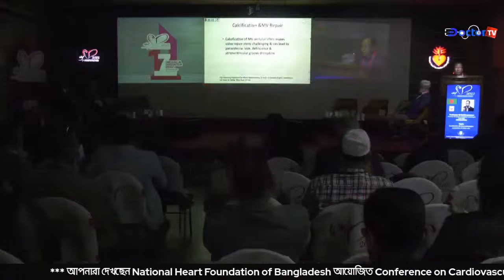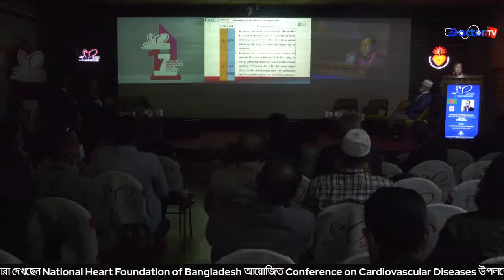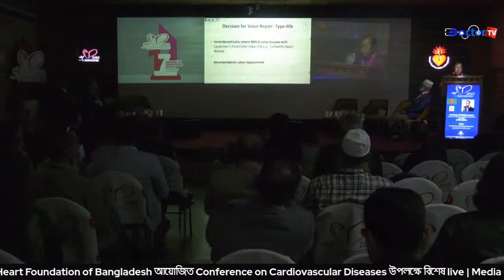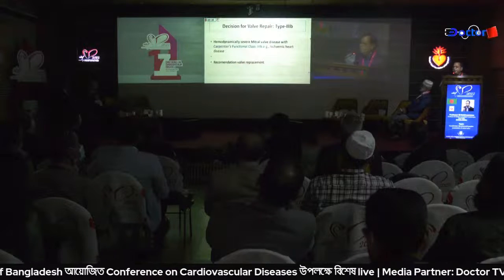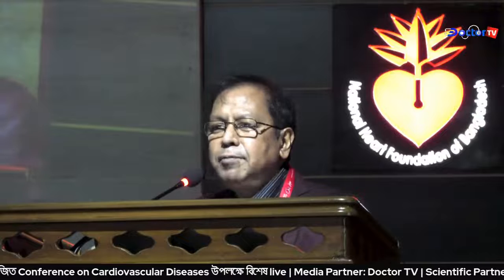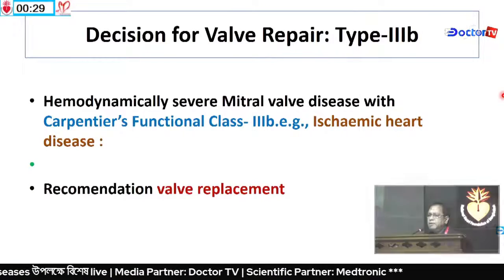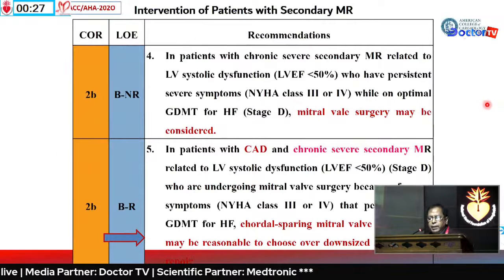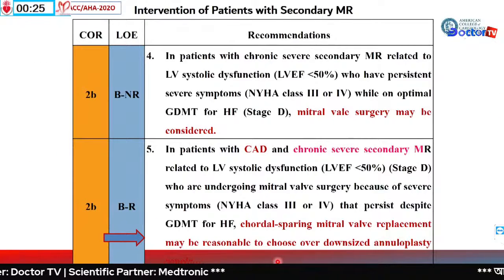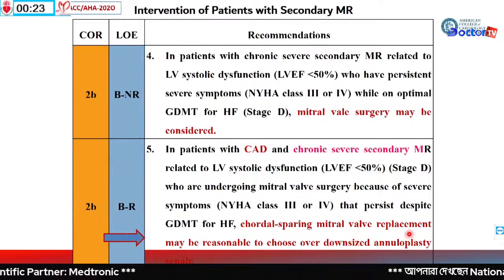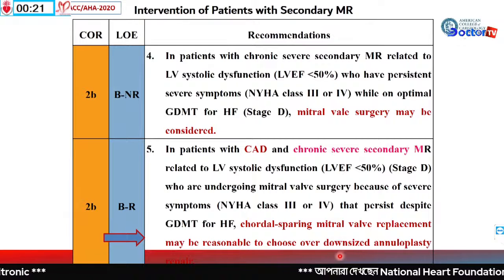And there is some extra time, so I will show you some. For rheumatic valve disease, 3B, the classical example is ischemic heart disease. Recommendation is valve replacement. Previously, the recommendation was repair. But why? The 2B recommendation: chordal sparing mitral valve replacement may be reasonable to choose over downsized annuloplasty.